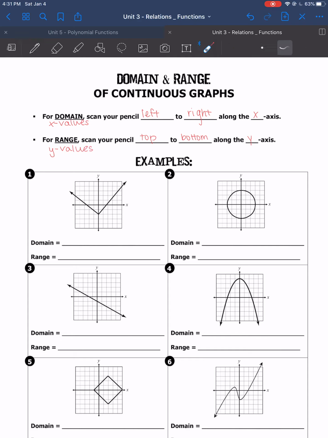So for number 1 here, we're going to scan from left to right along the x-axis. If you look at this, it crosses the x-axis at every point. There's a point for every x value on here. So that means my domain is all real numbers, or this fancy looking R.